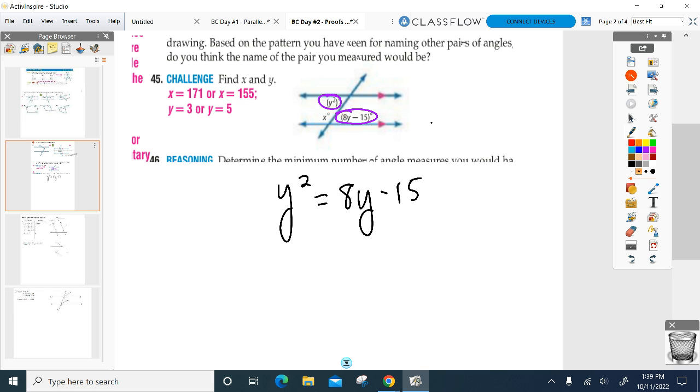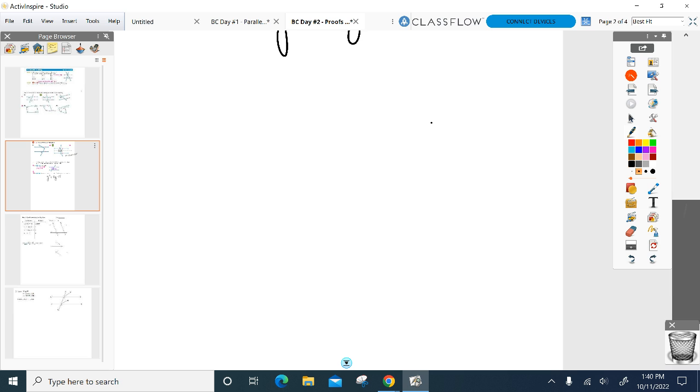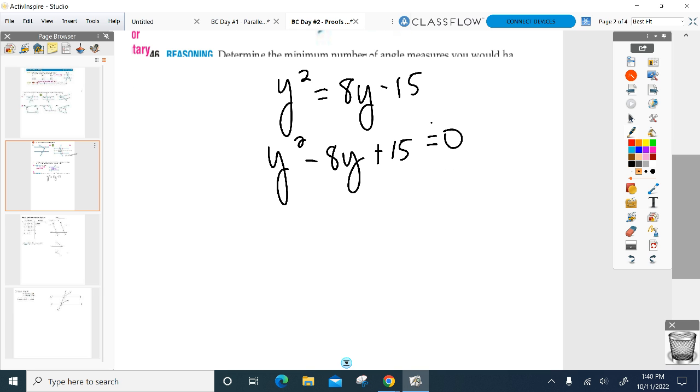Well, Mr. Carlino, wouldn't it just be easier to move over the y squared? It would. I don't know about you guys, but I don't like factoring something that starts out being negative. I like my leading term to be positive. So how can I move over the 8y? Subtract it. How can I move over the negative 15? Add it. Now it's equal to 0. This is the only type of factoring you're going to be responsible for, right here.